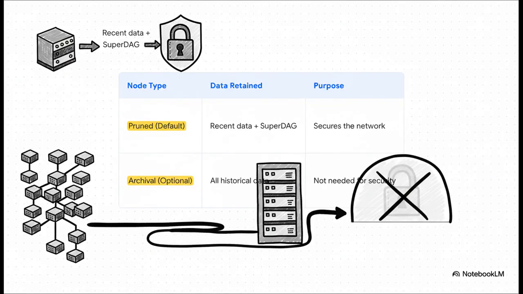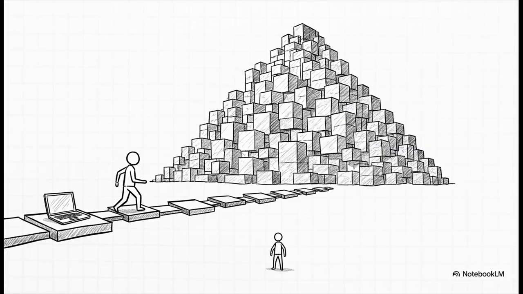So what this means in the real world is that the default way to run a Kaspa node is pruned. It keeps the recent history, which you need, and that super compact superDAG for everything else. Now, anyone can choose to run an archival node and keep every single piece of data forever, but, and this is the most important part, it's totally optional. You don't need them for the network to be healthy or secure.